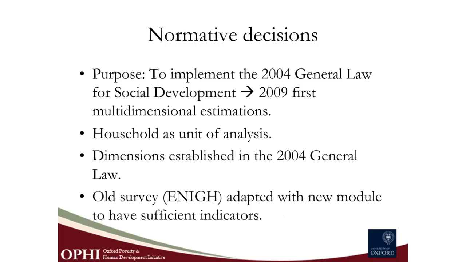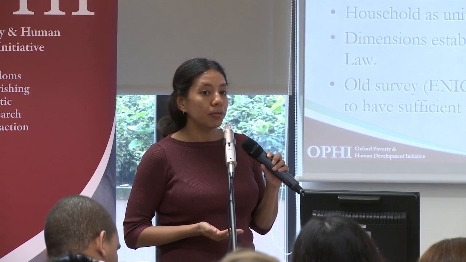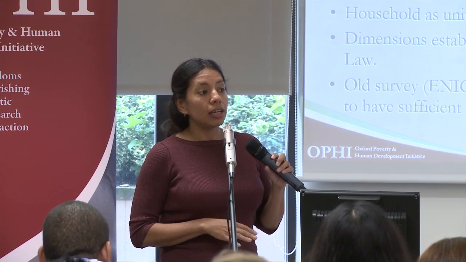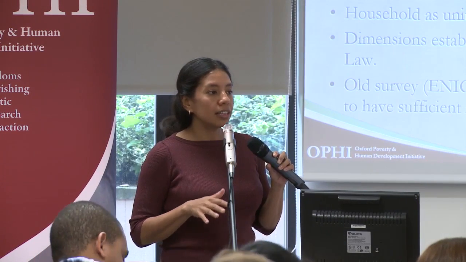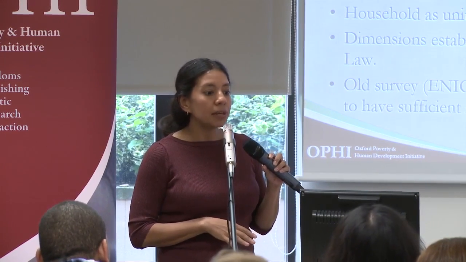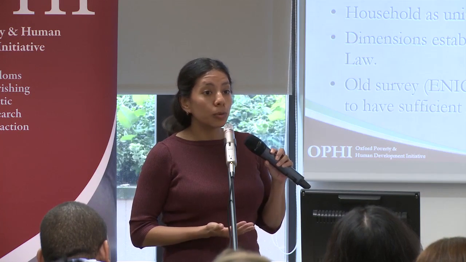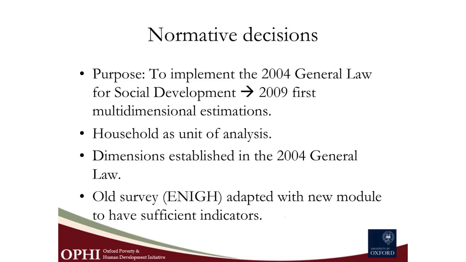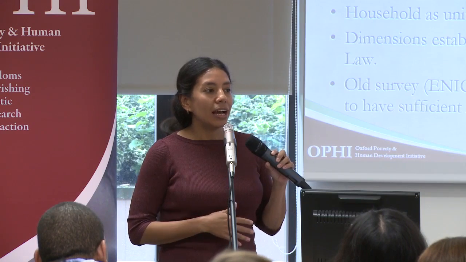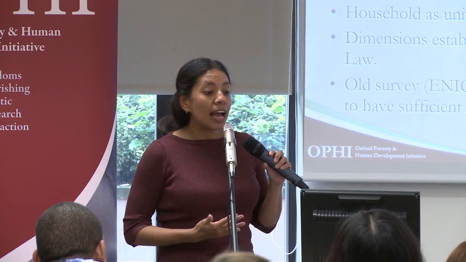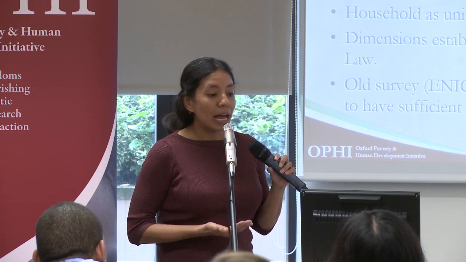The purpose of the measure was actually to implement the 2004 General Law of Social Development that was approved by the government after 4 years of discussion and support of the six parties represented in the Congress at that time. And the first estimation was out in 2009. Can you imagine, the discussions started at the beginning of one administration, and the first estimation came halfway through the following administration. So it was a long way, and there are important reasons why this happened.